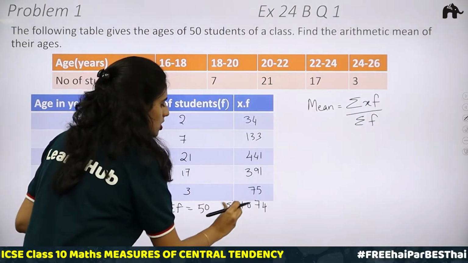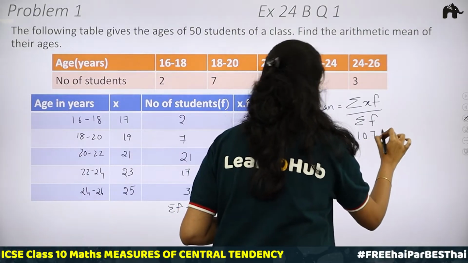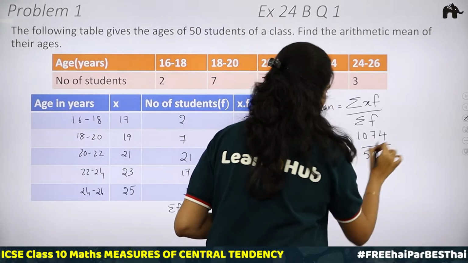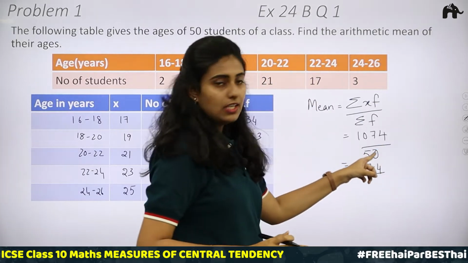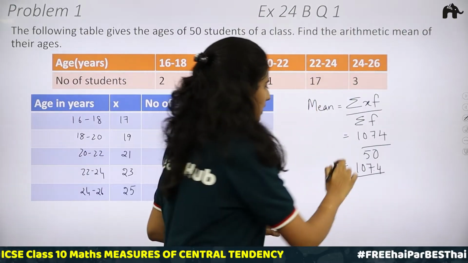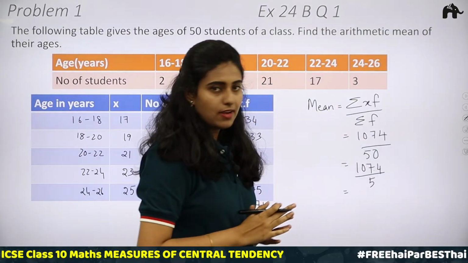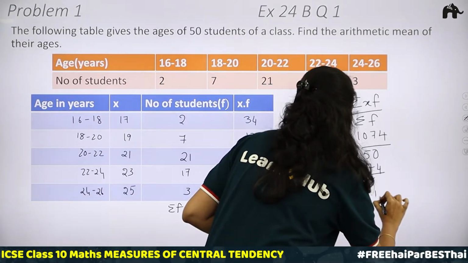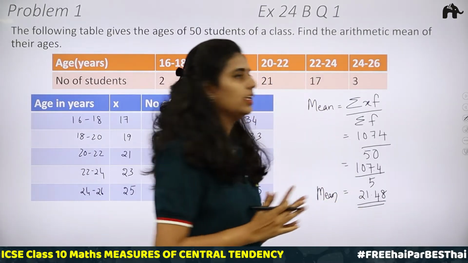Okay, so we got summation xf and summation f. Then what is the arithmetic mean? Put the value: 1074 divided by summation of f, which is 50. This can be written as 1074 divided by 50. We are removing a 0, so the decimal point is placed here, divided by 10. Then you will have a 5. 107.4 divided by 5, you will get 21.48. Okay, therefore the arithmetic mean is equal to 21.48.